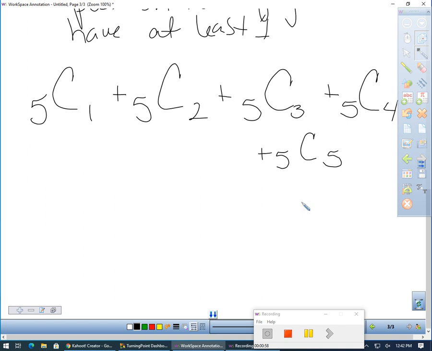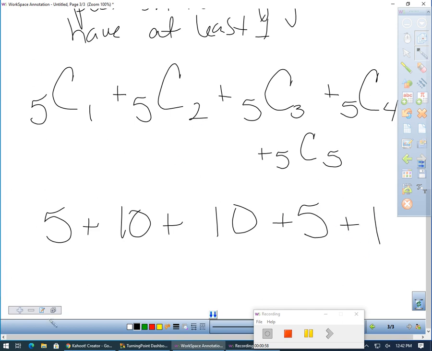So if you type them in separately, there's 5 options for the first one. There would be 10 for the second one. Yeah, I got a 0, so there's something you're typing in wrong. 10 for the third one. 5 for the second one. And 1 for the last one. You should have gotten 31.